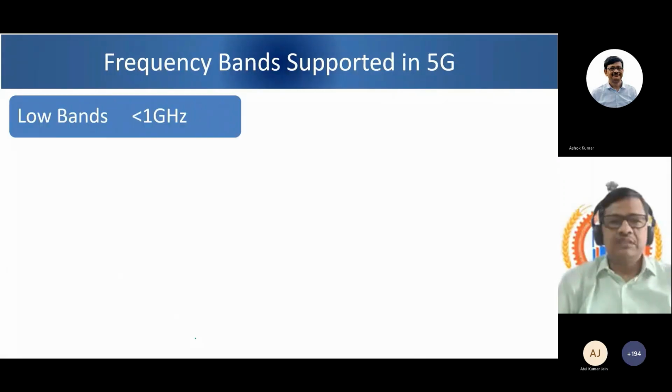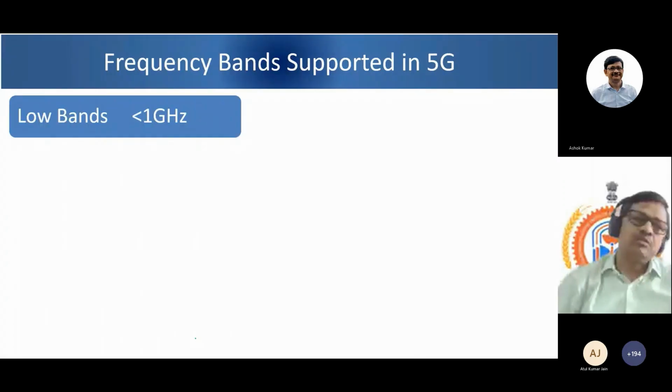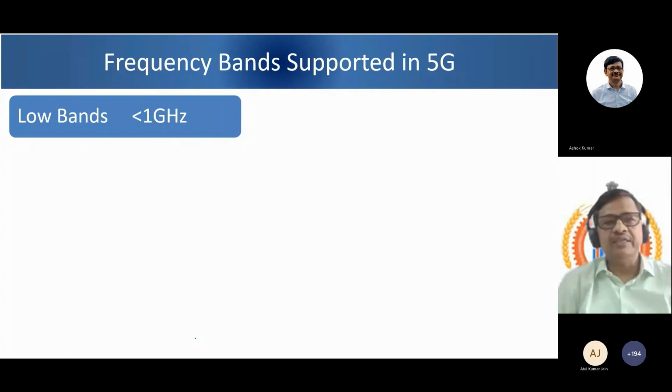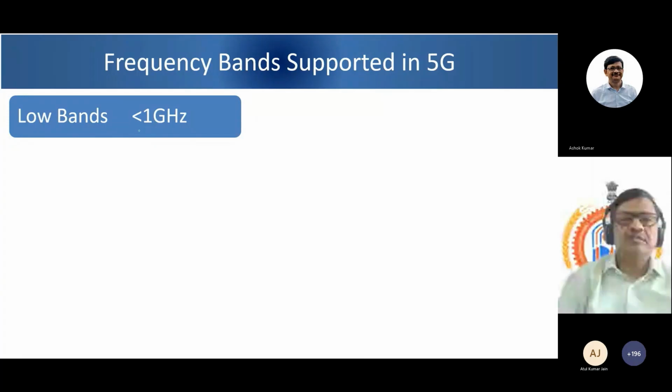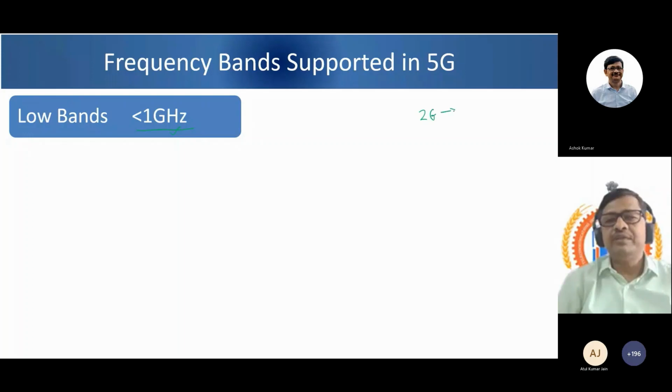So you must be knowing that when we say low band, we mean all the frequency bands which are less than 1 gigahertz. So, do you recall 2G, which spectrum we had been using? Can somebody tell me in the chat box that for 2G in our country, what spectrum we had been using? Earlier, we also had CDMA systems. So, can somebody recall what spectrum we were using?